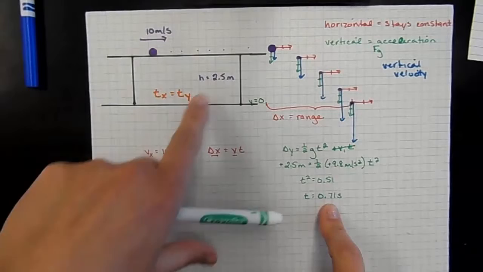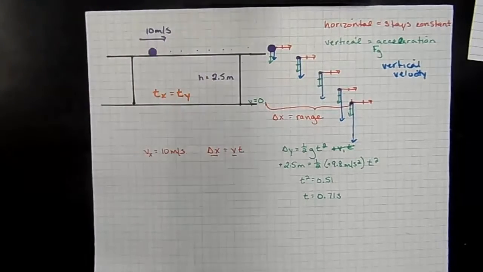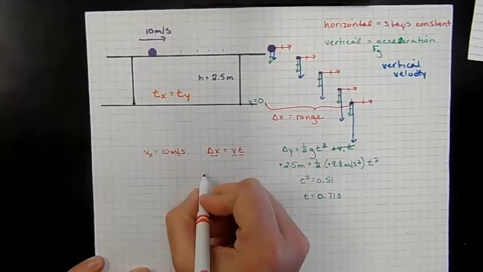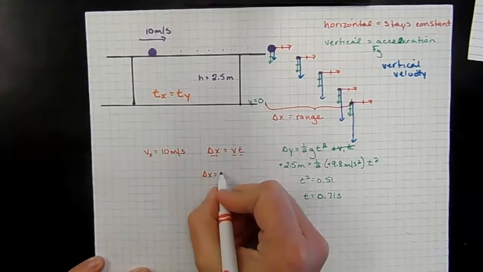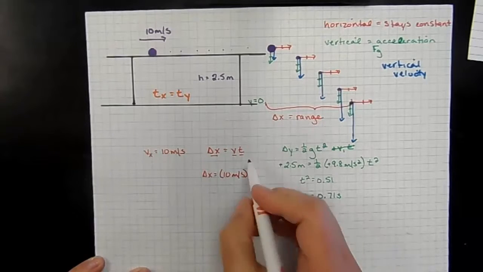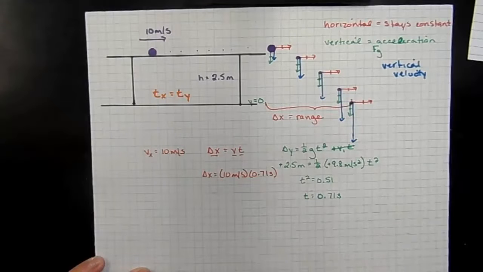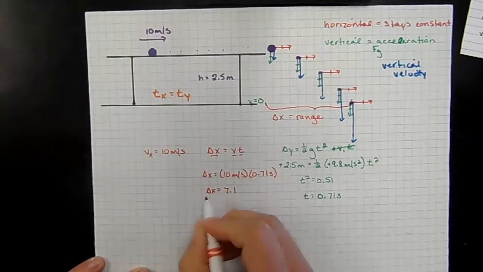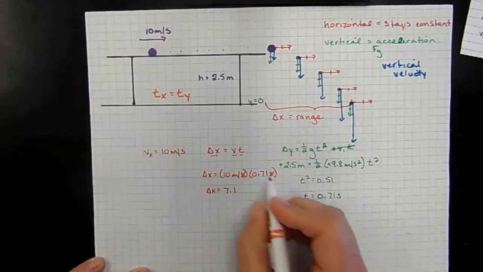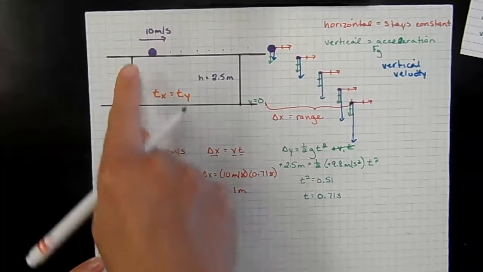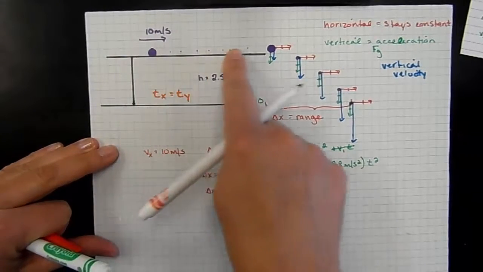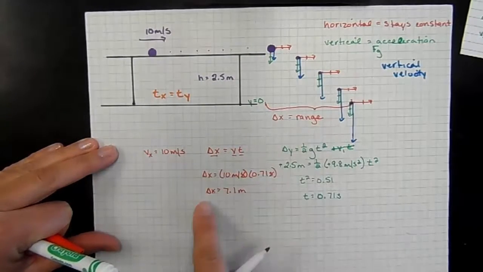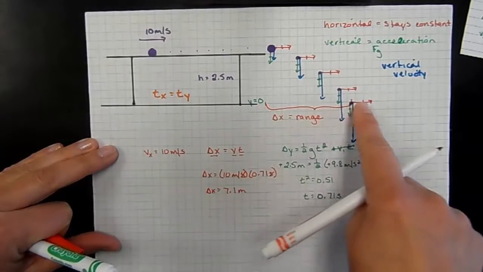Now we can come back and use this time, because these two times are equal, to find our delta x, our horizontal range. So delta x is equal to our velocity, which is 10 meters per second, times our time, which is 0.71 seconds. Oh, it's 10 times, so our delta x is 10 times 7.1. Hopefully I don't need a calculator for that. So we have 7.1, our seconds cancel out, and we have 7.1 meters. So if our ball is traveling 10 meters per second along this rail, and when it leaves it falls 2.5 meters, the horizontal range is going to be 7.1 meters. It's going to travel 7.1 meters horizontally.